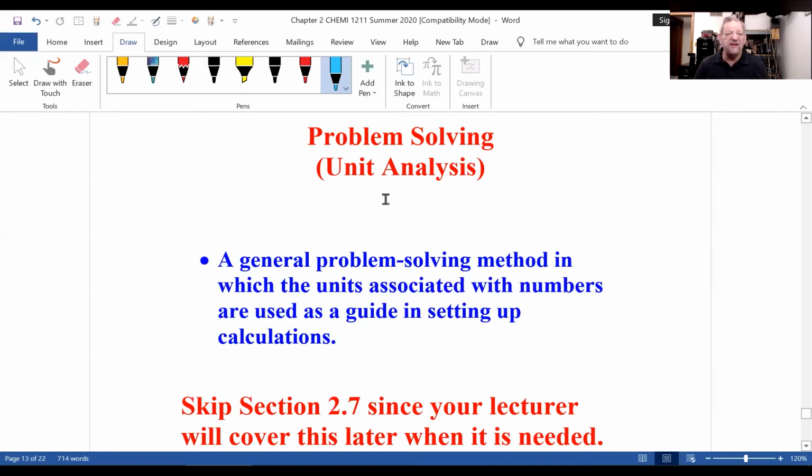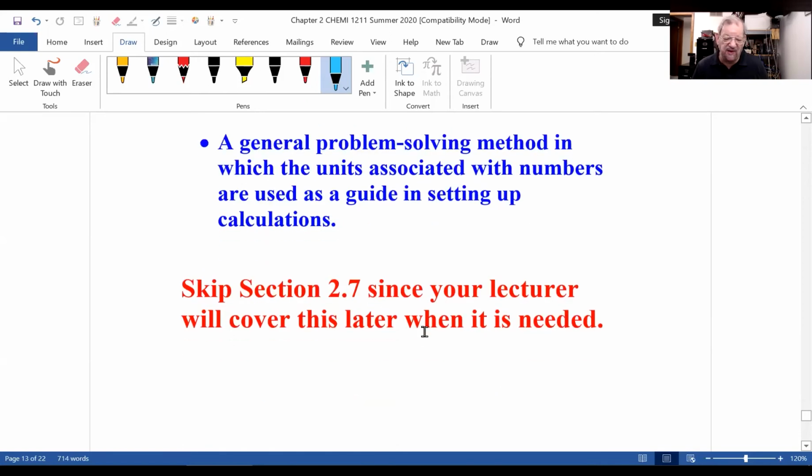And by the way, you'll learn later in the semester that when I teach you unit analysis, you'll find out it is your good buddy and your good friend. It helps you from having to memorize a lot of stuff. When you're doing some math, you use unit analysis and it makes your life so much easier. It's made mine so much easier. That's a general problem-solving method in which units associated with numbers are used to guide in setting up calculations.